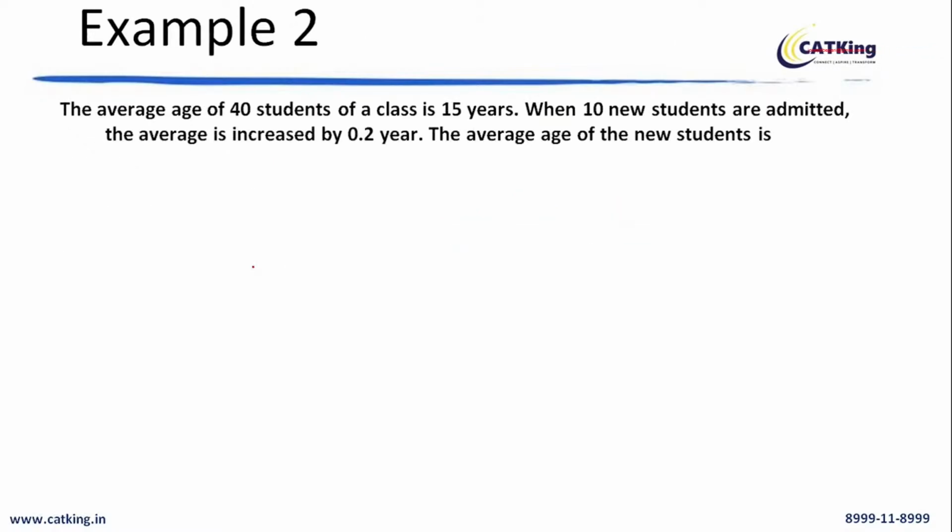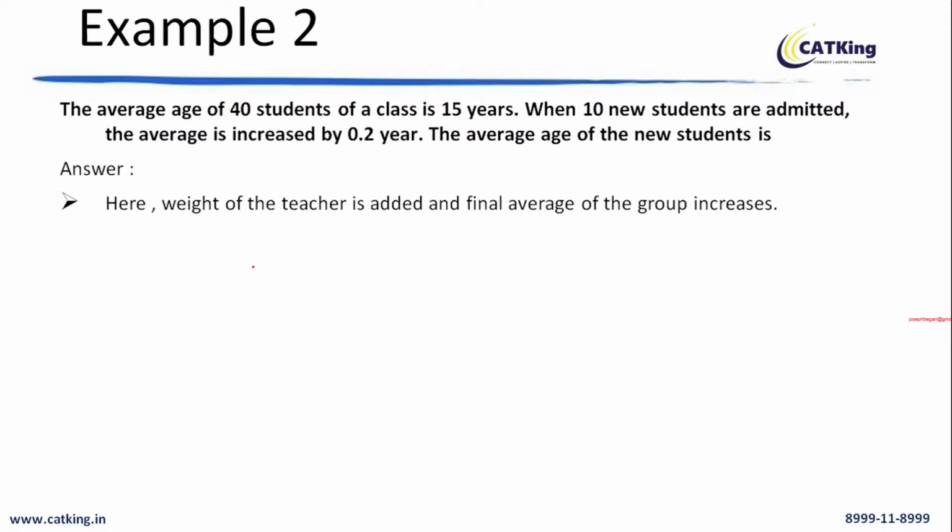Let's do one more example of this. The average age of 40 students of the class is 15 years. When 10 new students are admitted, the average is increased by 0.2 years. The average age of the new students is how much? Okay. So we know that we'll use the change formula. We'll solve this question by formula first and then by our shortcut approach.